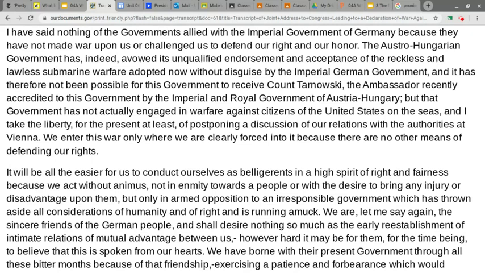The Austro Hungarian government has, indeed, avowed its unqualified endorsement and acceptance of the reckless and lawless submarine warfare adopted now without disguise by the Imperial German government, and it has therefore not been possible for this government to receive Count Tarnowski, the ambassador recently accredited to this government by the Imperial and Royal government of Austria Hungary.